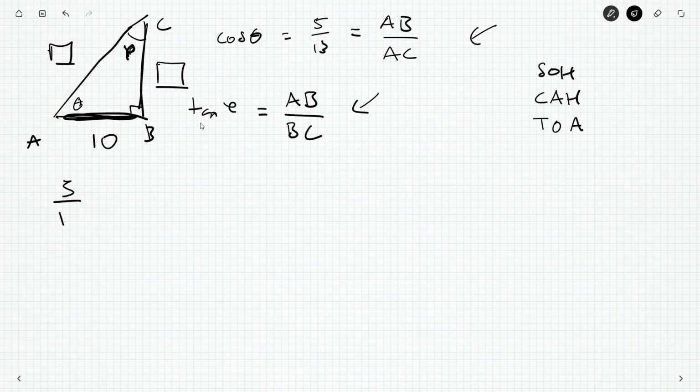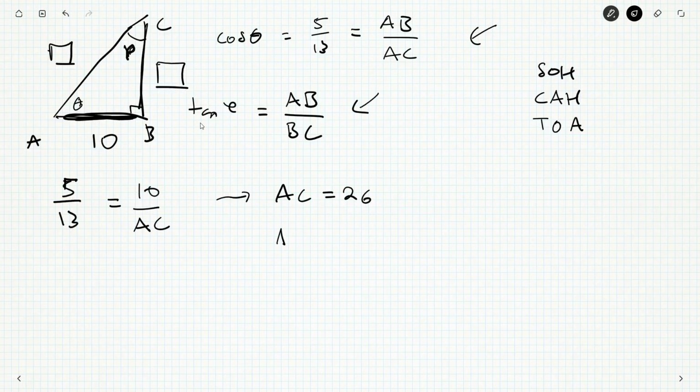So 5 over 13 is the same as 10 over AC. Well, you can cross multiply, do whatever you want, but you're going to see that AC is 26. I just multiplied, how do I get from 5 to 10? I multiply the top by 2, so I multiply the bottom by 2. 13 times 2 is 26. Okay, so we've got 26 for AC.